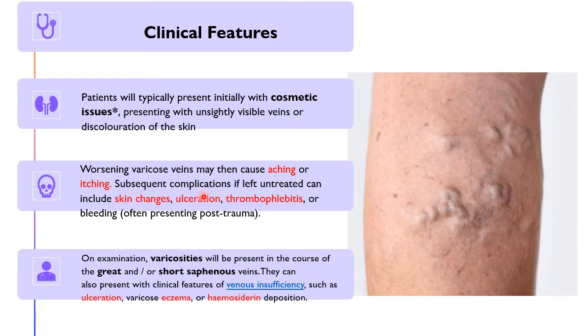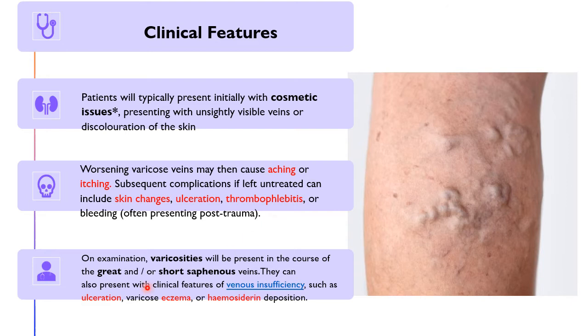Worsening varicose veins may then cause aching or itching over the area, and subsequent complications, if left untreated, can include skin changes, skin ulceration, thrombophlebitis, or bleeding, often presenting post-trauma.